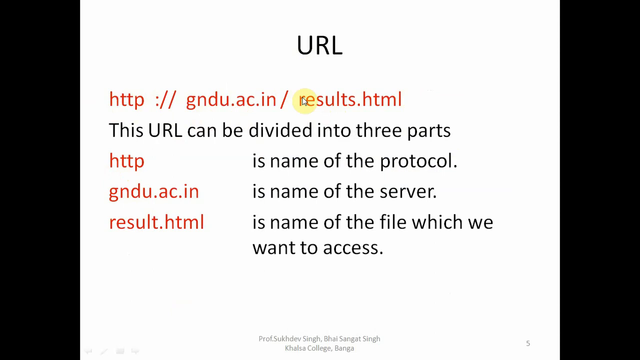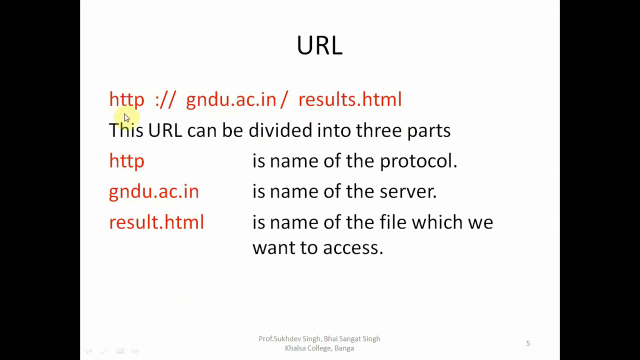Now we come to the second part. The second part is the name of the server. So gndu.ac.in is the name where our resource is stored. And the third part is result.html. It is the name of the file which we want to access. In this way we can break this URL into three parts.